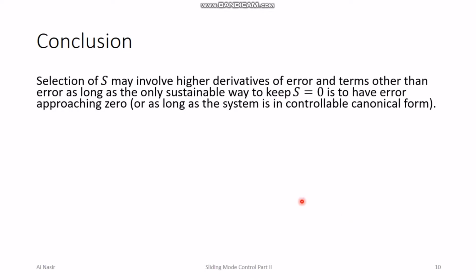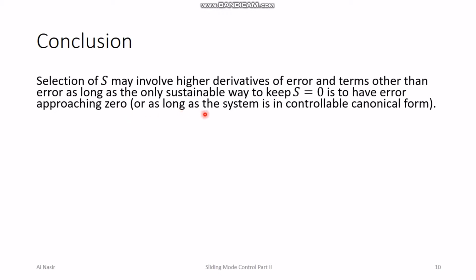So in order to conclude, we see that selection of the sliding surface may involve higher derivatives of the error and terms other than the error. So far we have not included any term other than the error. We have just included first and second derivative of the error, as long as the only sustainable way to keep s equal to 0 is to have error approaching 0. So you have to be very careful that however you define your sliding surface s, the only sustainable way to keep s equal 0 should be by making the error approach 0.